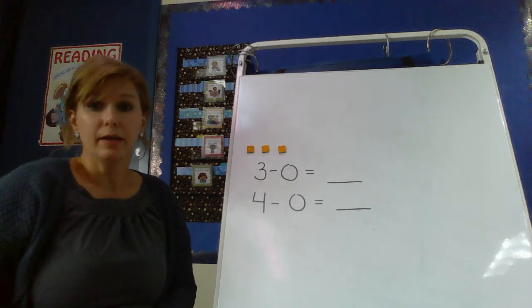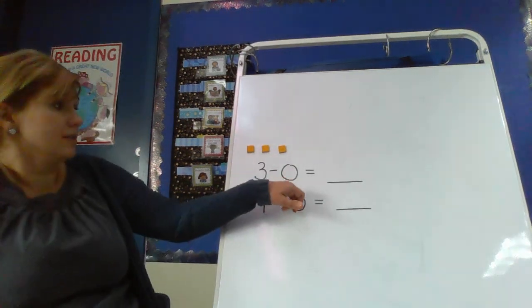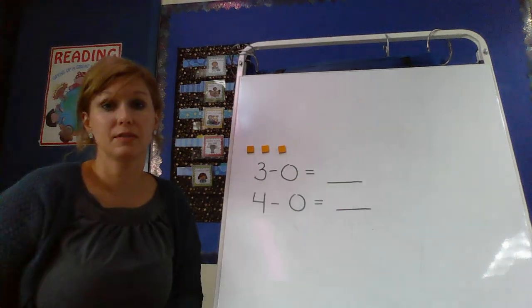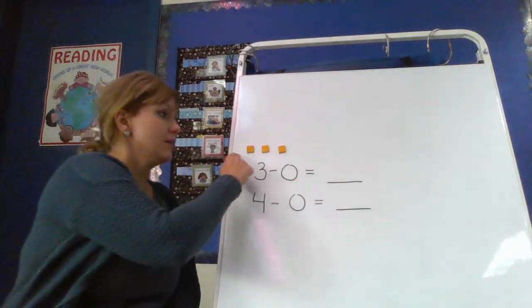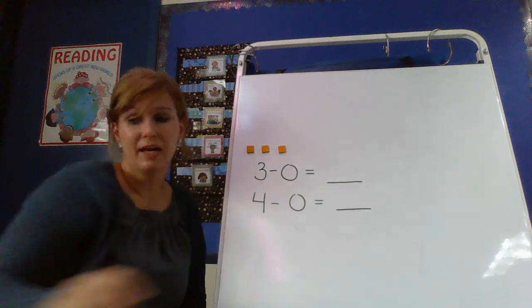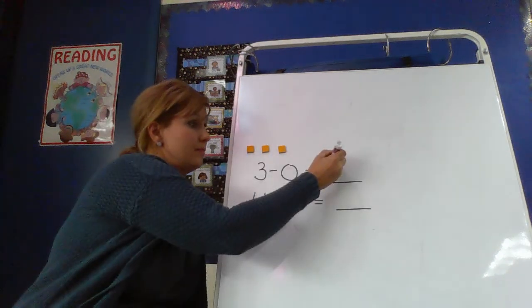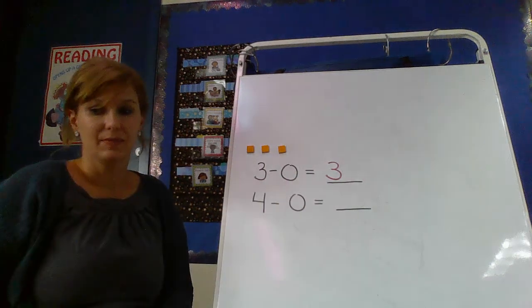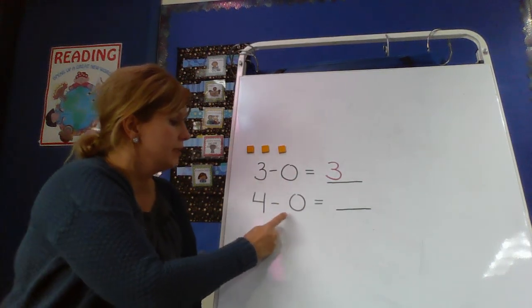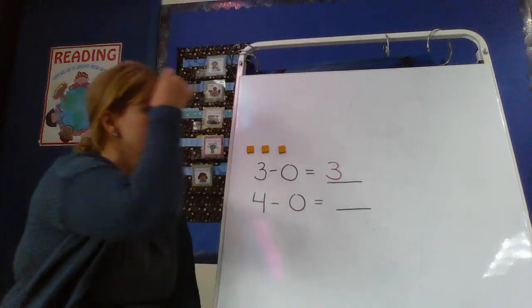He had a belly ache, and so he ate 0 of those scoops. How many scoops does Toothless still have? Well, he started with 3. He ate 0, so he still has 3. Okay, let's try another one. This equation says 4 minus 0 equals blank.